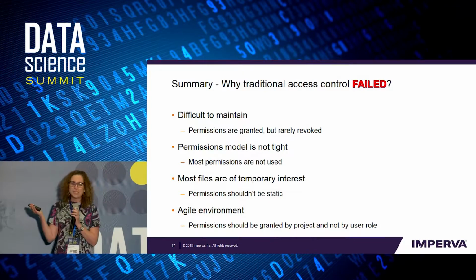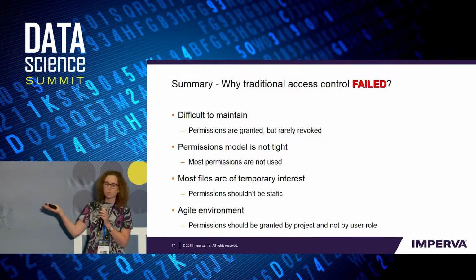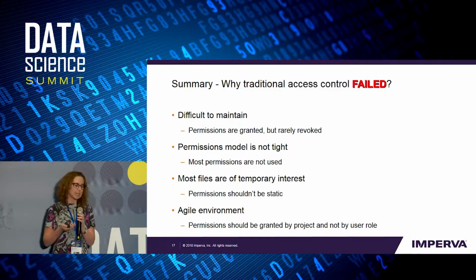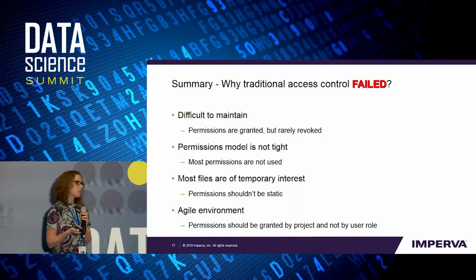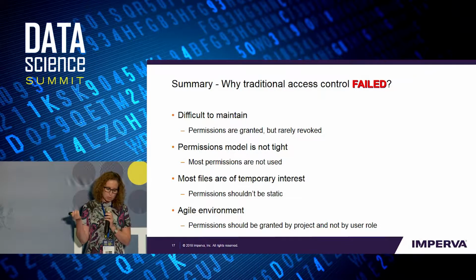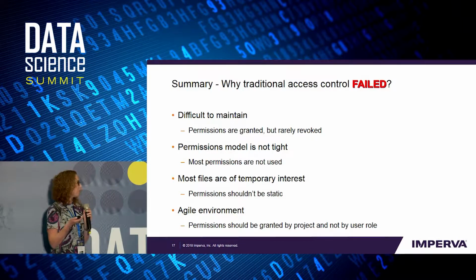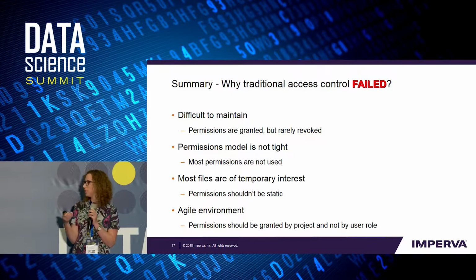So hopefully by now I've started to convince you that the traditional file access control mechanism has failed. Let's just summarize the reasons. We see that it's very difficult to maintain. This huge user-to-folder matrix is a very big and dynamic matrix, and indeed we see that permissions are granted and rarely revoked. We also see that the permission model is not a tight model. Users don't use most of the permissions they are granted. We see that most folders are of temporary interest, thus we need to build a dynamic permission model for them and not use a static permissions model. And due to the fact that we live in an agile environment, we need permissions to be granted on a project basis and not according to the user role or the department of the user.